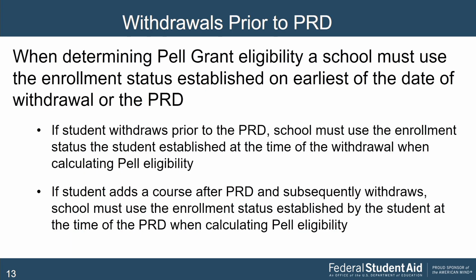With withdrawals prior to the Pell recalculation date, to determine eligibility, you're going to look at the enrollment status that's established on the earliest date of either the withdrawal or the Pell recalculation date. So if the student withdraws prior to your Pell recalculation date, you're going to use the enrollment status the student established at the time of withdrawal when looking at their Pell eligibility. If they add a course after the Pell recalculation date and then withdraw, you're going to use the enrollment status established by the student as of the Pell recalculation date.